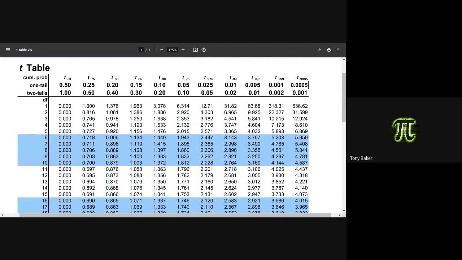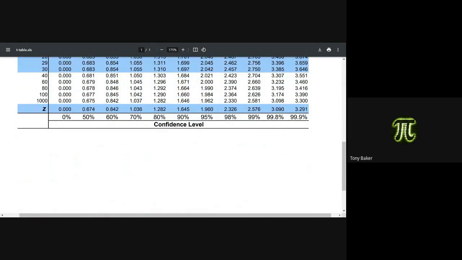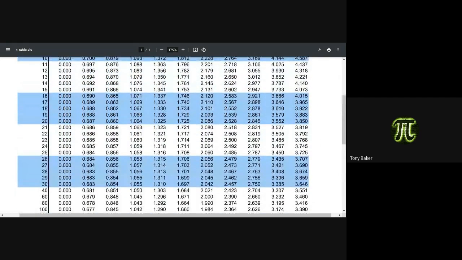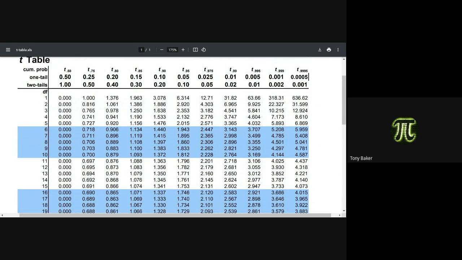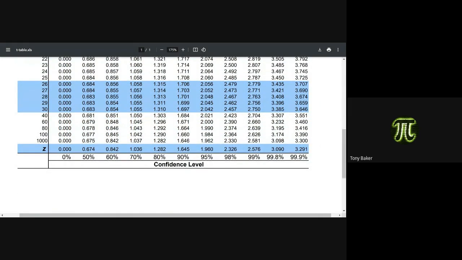Are we looking at one tail or two tail here? Two tail. And we're looking at 0.05, right? And we go all the way to the bottom, and there's my z-score. 1.96. Okay? So look at the top. It's two tails, 0.05. Then we go all the way to the bottom to find my z-score for that. So 1.960.